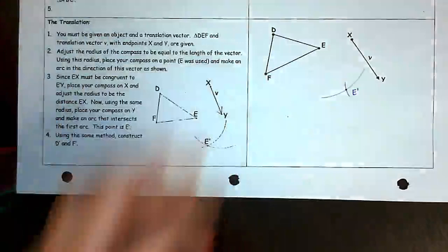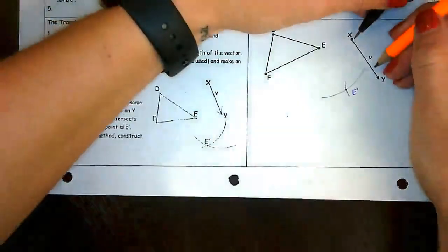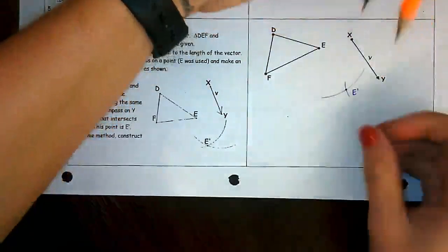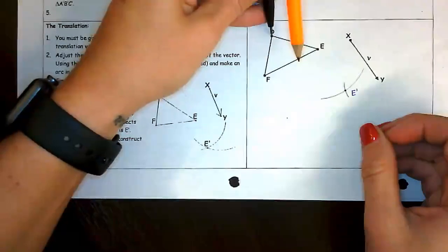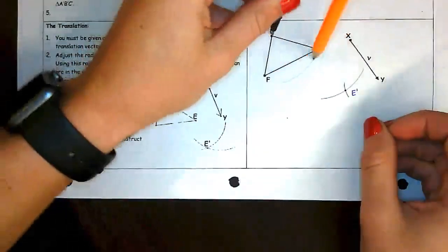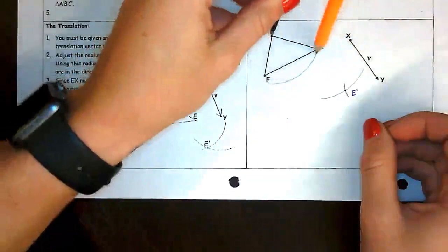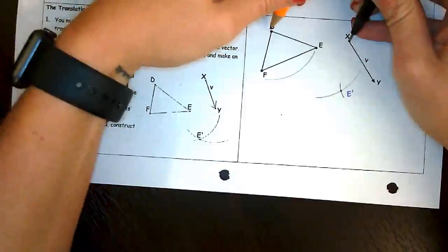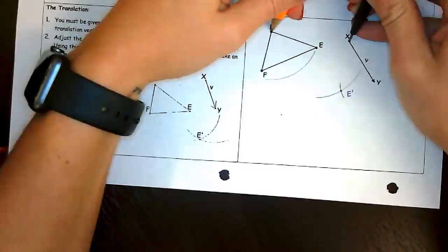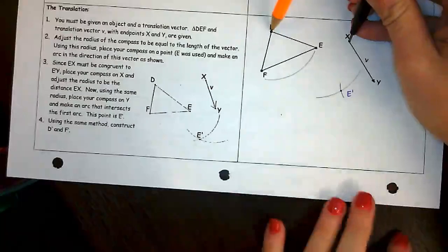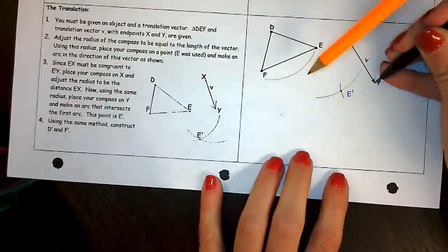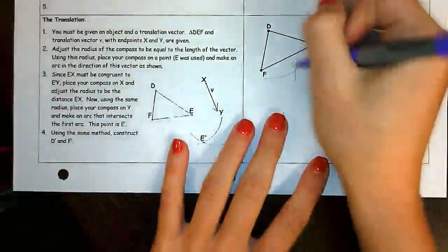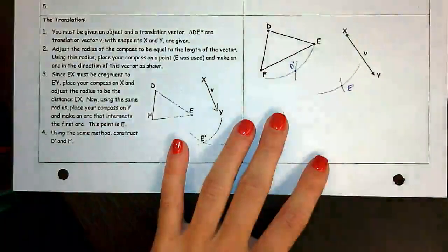Okay, now let's repeat this process. I need to make sure that I have the exact measurement of the vector. Okay, once you have that adjusted, we can then create an arc on the next coordinate and still in the direction of that vector. Okay, so now the distance from D to X should be the same distance from D prime to Y. Okay, so once I have this distance measured, I'm now going to come down to Y and create my intersection. And I now have found the location of D prime.